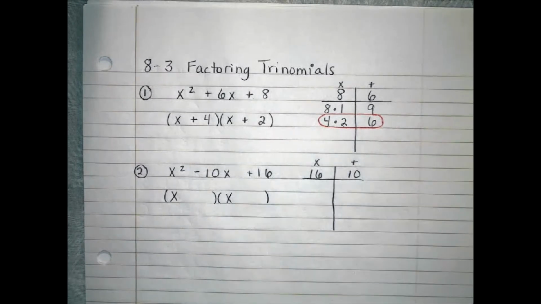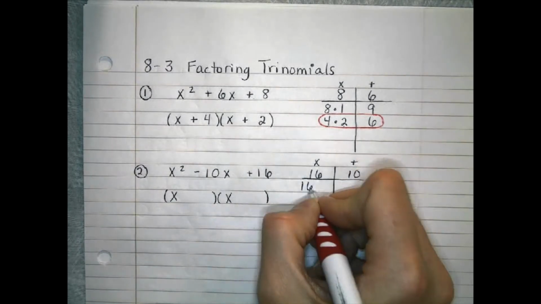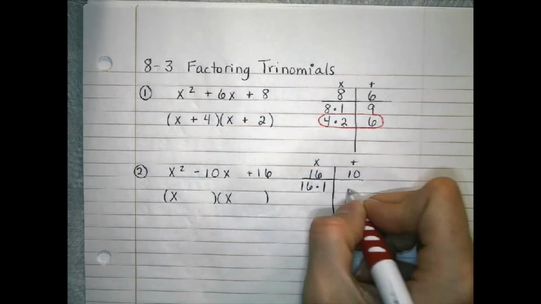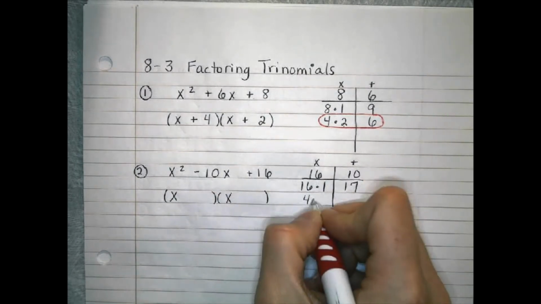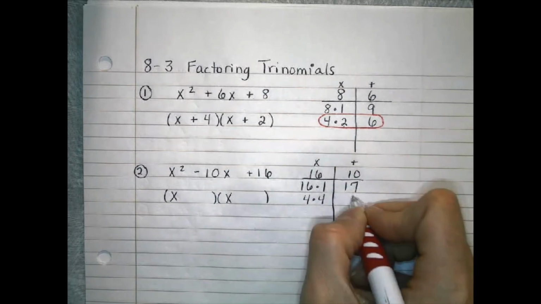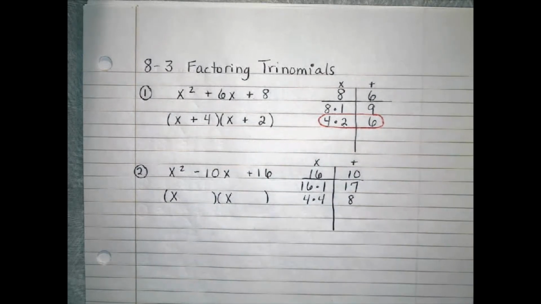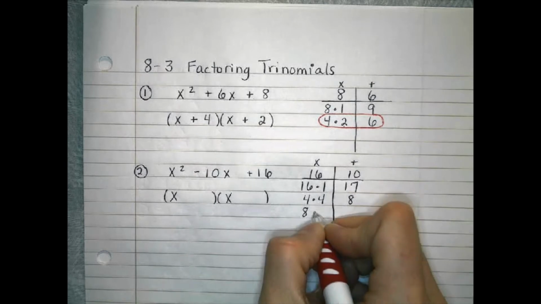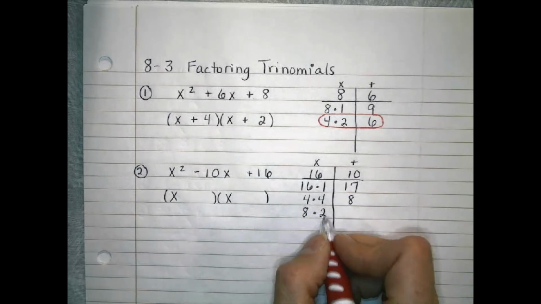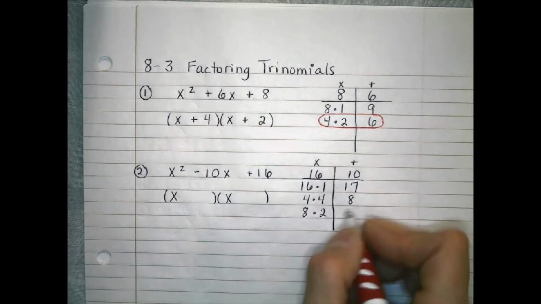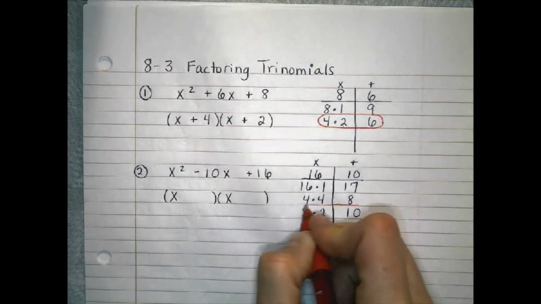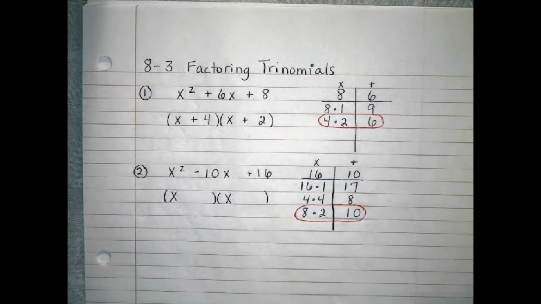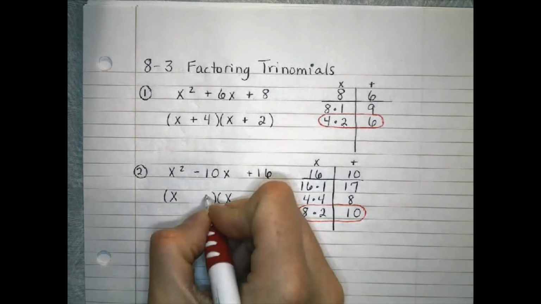So I could start with 16 times 1, but when I add the factors, I get 17. I could do 4 times 4, but 4 plus 4 gives me 8. I could also try 8 times 2. 8 times 2 is 16, and 8 plus 2 is 10. So, I do have a winner here. These are the factors that I want to use. So I know that I will have 8 and 2.